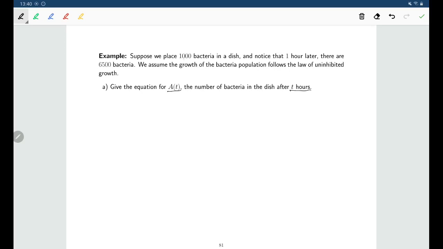So we know two things. Again, number one, the initial amount that we had is 1,000. And since time is being measured in hours, then we know that after 1 hour, when time is 1, the population is 6,500. And I'm going to use both of these facts in order to solve for my unknowns in this formula that I have for exponential growth. The first unknown is my initial amount, and that we were just given, so that's the 1,000.